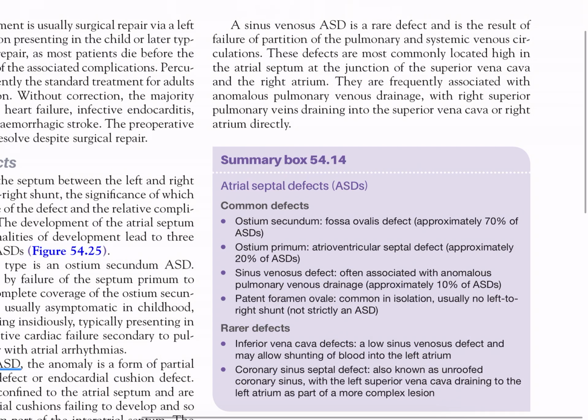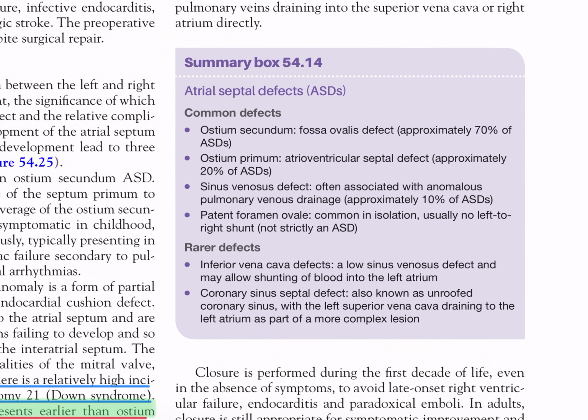Sinus venosus ASD is a rare defect and is the result of the failure of partition of the pulmonary and the systemic venous circulations. These defects are most commonly located high in the atrial septum at the junction of the superior vena cava and the right atrium. They are frequently associated with anomalous pulmonary venous drainage, with right superior pulmonary veins draining into the superior vena cava or right atrium directly. Now, summary box 54.14, atrial septal defects.